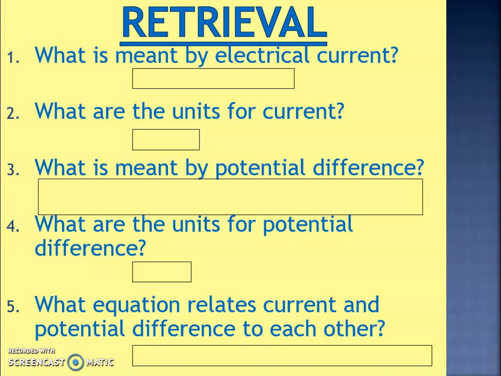Okay, question 1. What's meant by electrical current? That's the rate of flow of charge. So charged particles such as electrons, how quickly they flow, that's the current. What are the units? Units for current are amps, and that is symbolised by a capital A.